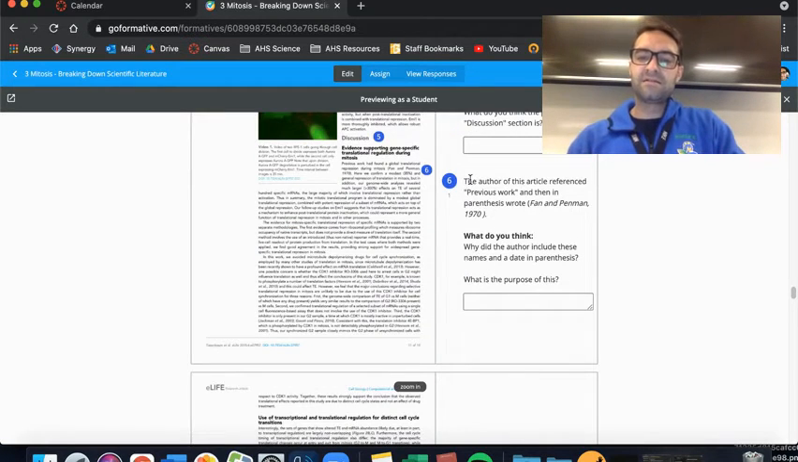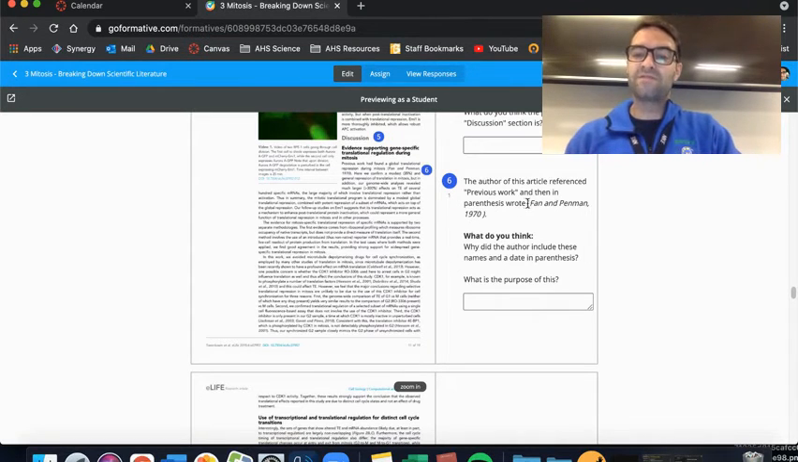Then question 6 here, it's right from the first sentence here. It says the author of this article referenced previous work, and then in the parentheses wrote Fan and Penman, 1970. Why do you think they included the names and date in the parentheses? What is the purpose of this? Hopefully you've seen this before, as it is very common practice in science especially. But Fan and Penman are going to be authors or scientists that conducted an experiment in 1970.